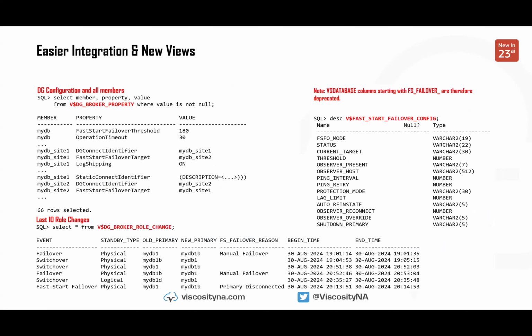With it come additional views. V$DG_BROKER_PROPERTY now has information about all of the Data Guard configuration and all of the members. And a new view called V$DG_BROKER_ROLE_CHANGE now has information about the last 10 role changes that happened for a particular Data Guard configuration. The database columns for FS failover are now deprecated, with another view for V$FS_FAILOVER_CONFIG.